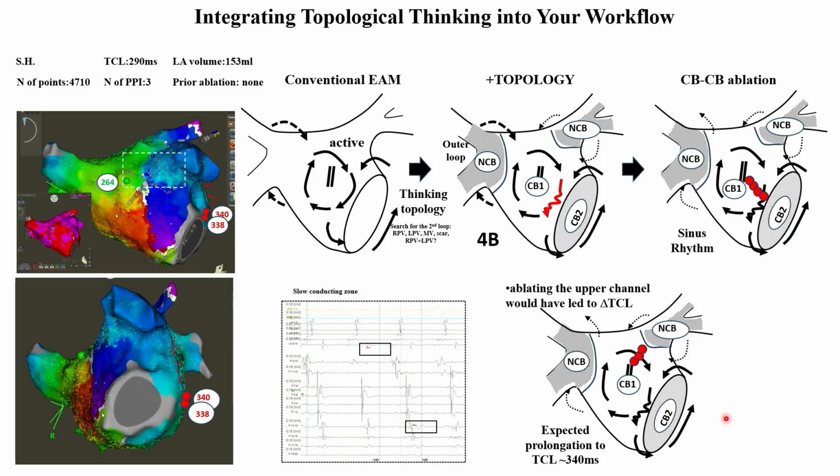Yeah, well, this case. It's a patient, tachycardia cycle length 290 milliseconds, left atrial volume 155 milliliter. Conventional thinking might end with the observation that there is a loop clockwise around an anterior scar. I'm not saying everybody would do this, but it might end there. You have good PPIs, and then if this is the active circuit, I could ablate and maybe connect to the right veins, or I could connect maybe to the left veins, or I could connect to the mitral valve.